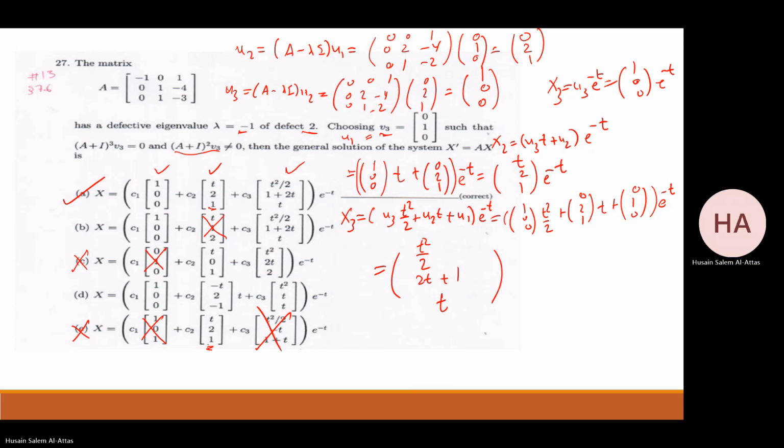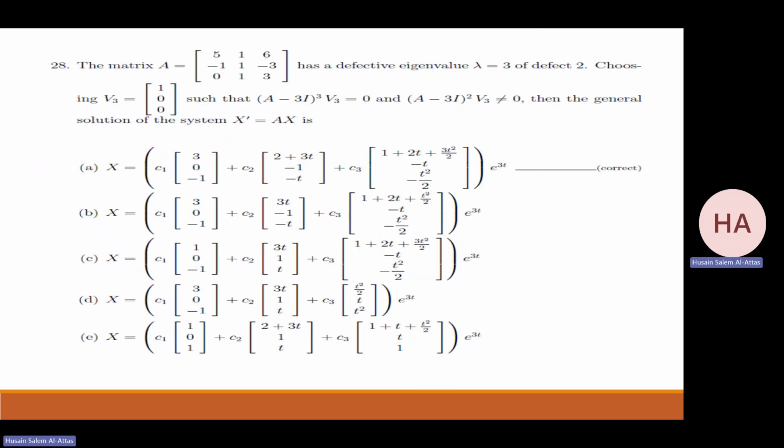Okay. I think now we have figured it out. It's easy to do, just the same thing. He gave me V3, if you want the rest. So I call it U1 as usual. U2 will be A minus lambda I U1. What is lambda? It is 3. That will be 2, 1, 6 minus 1, 1 minus 3, that is minus 2 minus 3, 0, 1, 0, times 1, 0, 0. That can be 2 minus 1, 0.